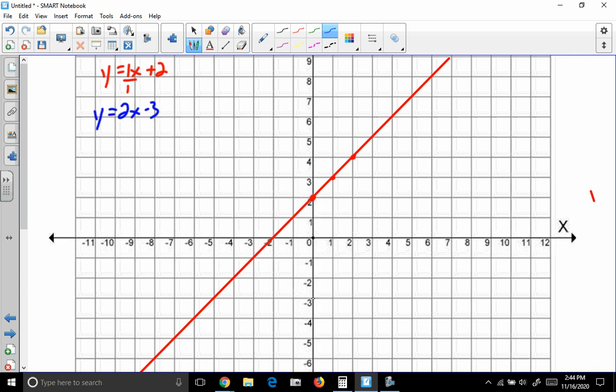So our y-intercept is negative 3. We're going to rise 2, run 1. 2, 1. 2, 1. 2, 1.